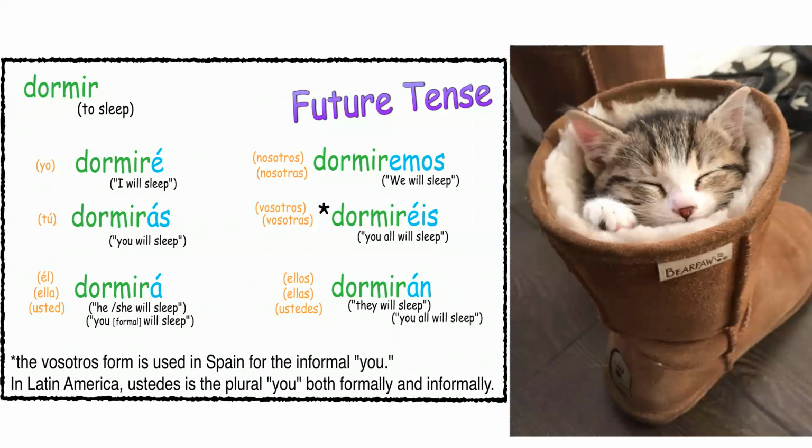Let's look at another example. Here's a little cat sleeping. Dormir is to sleep, so dormiré, dormirás, dormirá, dormiremos, dormirán. All of these are the future tense.